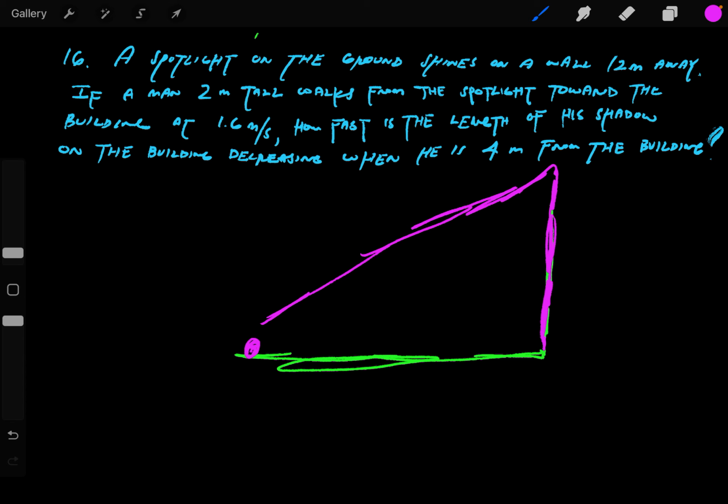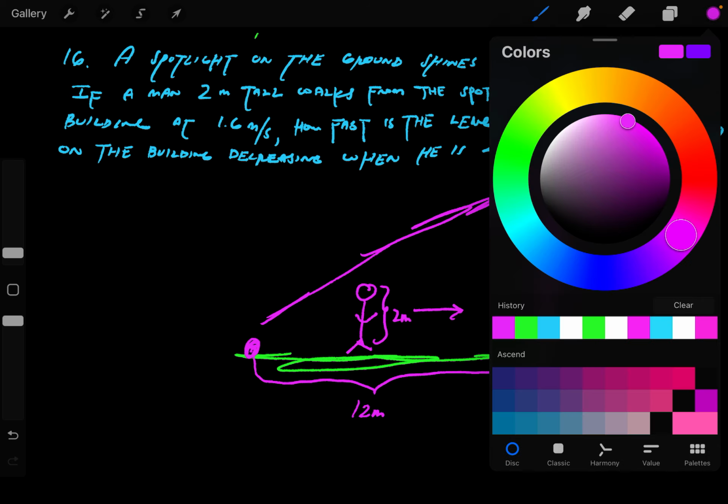A man 2 meters tall walks from the spotlight. So he's basically here, right? And he's 2 meters tall. And this distance is 12 meters. And if a man walks from the spotlight toward the building at some rate of travel, how fast is the length of his shadow changing?